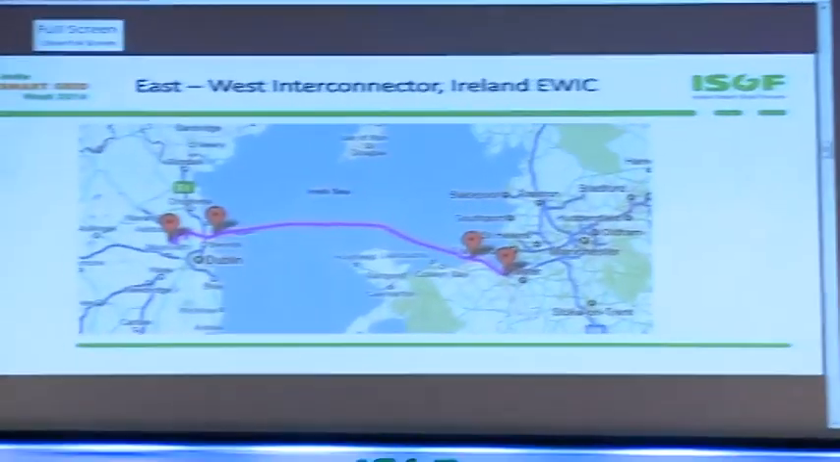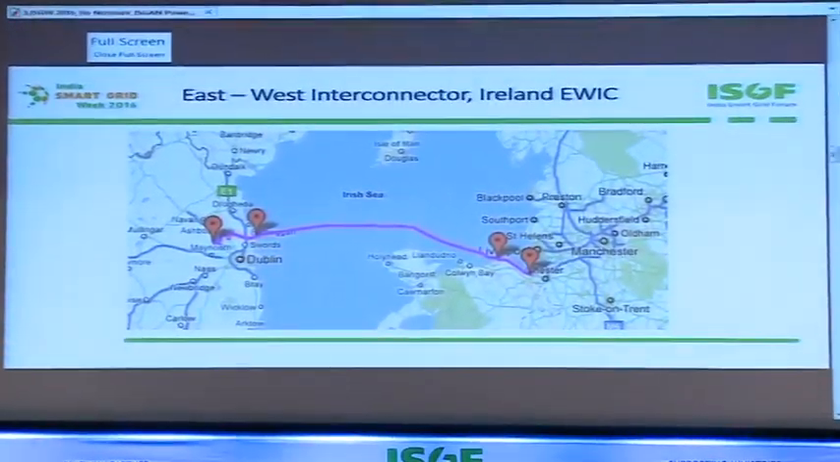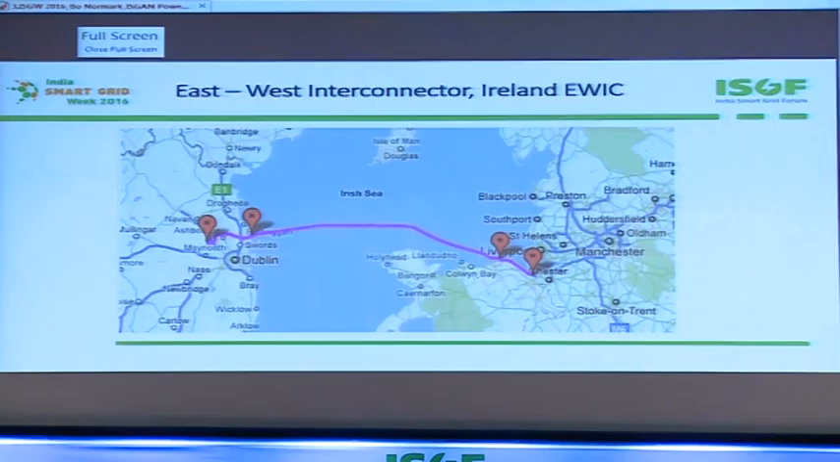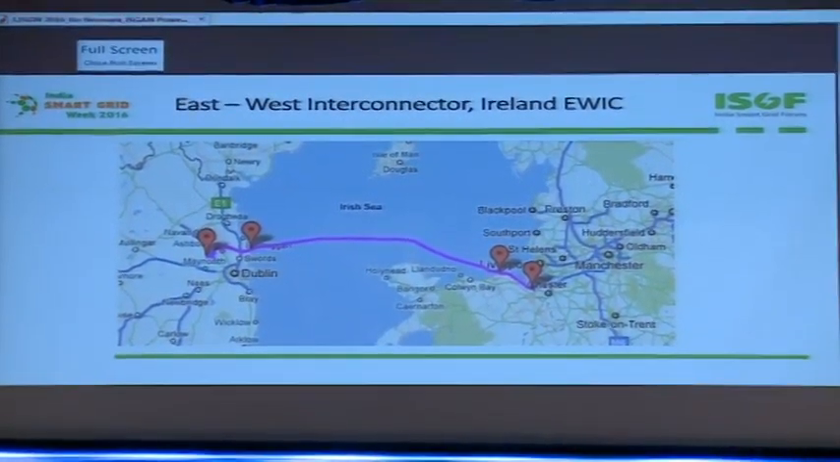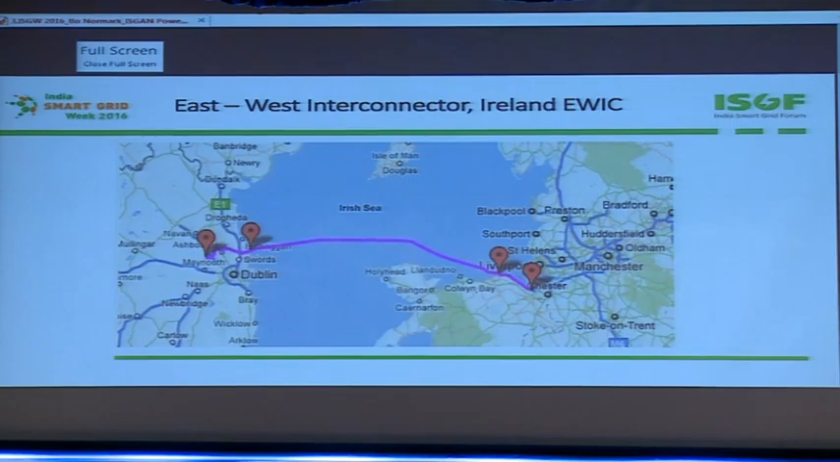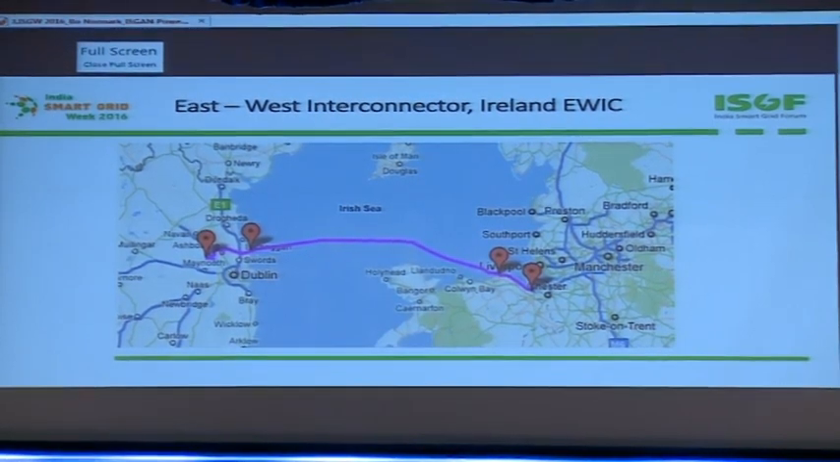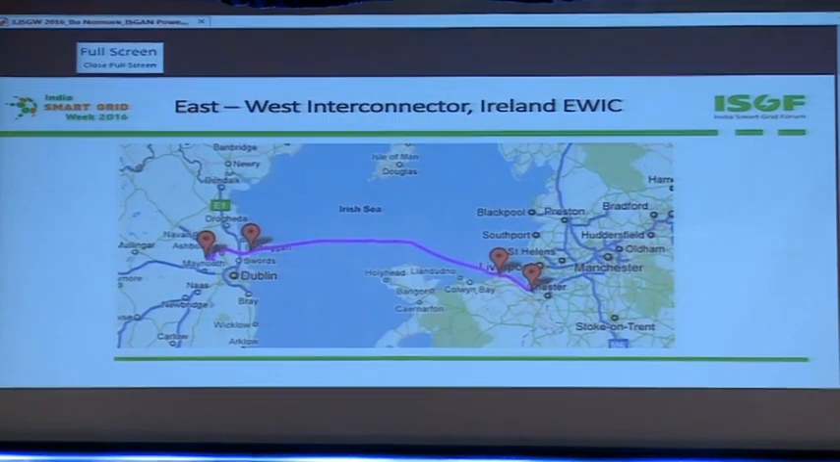One is the so-called East-West interconnector between Ireland and England. And as you might know, Ireland has a very, very high penetration of wind power. Historically, they had to curtail quite a lot of wind power, and by building an interconnector with England, they could balance the wind on Ireland.